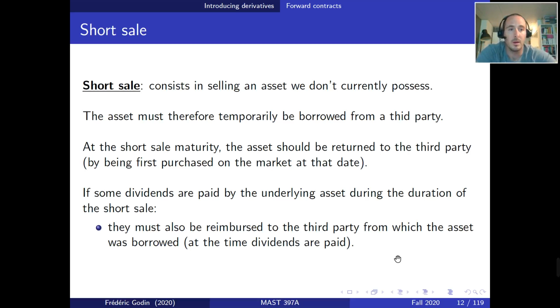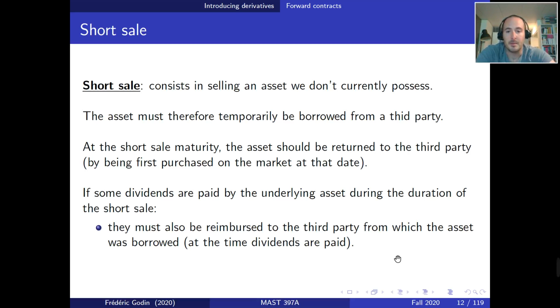Okay, so you borrow at some point an asset from a third party and then you can sell it, but because you borrowed that from the third party, in the future you'll have to purchase back that asset to return it to the third party. Okay, so you're selling something right now, promising that you will buy it back in the future to return it to the third party. This is how a short sale works.